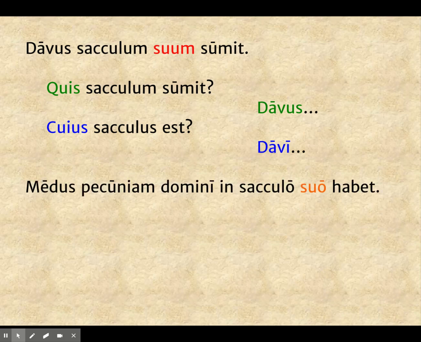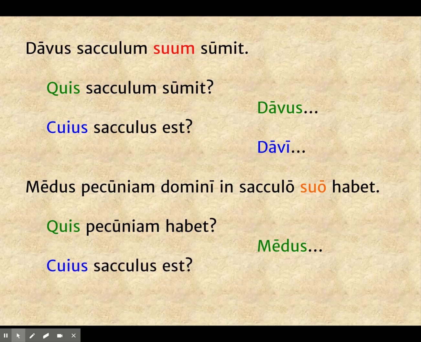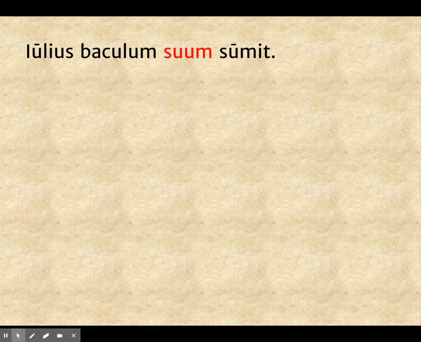Maedus pecuniam domini in saculo suo habet. Notice suo here is spelled a little differently. It agrees with saculo. It gives us a location. We're going to learn soon that that is the ablative case, but things don't change. Quis pecuniam habet? Maedus pecuniam habet. Now, we're interested in the owner of the saculus here. So, quis saculus est? I'm sorry, cuius saculus est? Maedi saculus est. And we have one more, I believe.